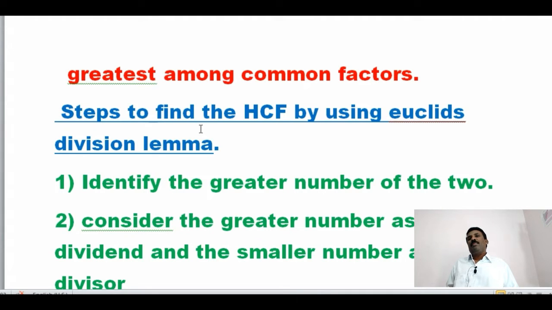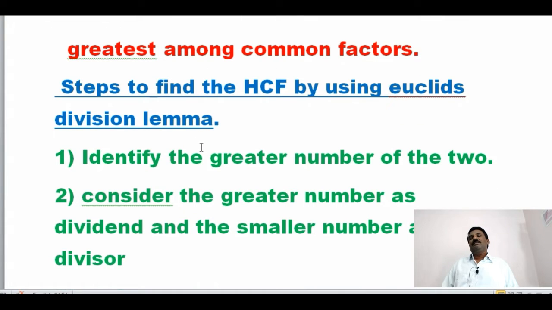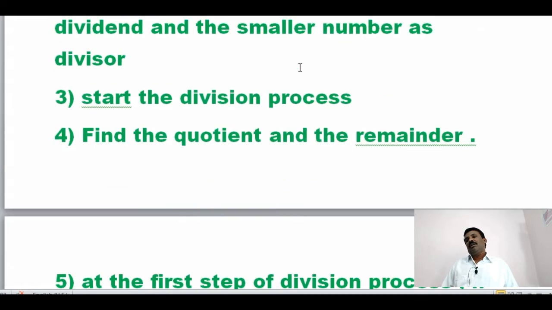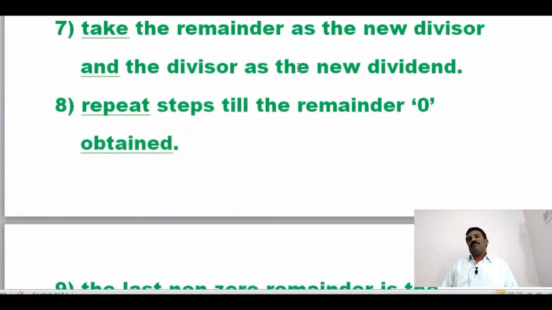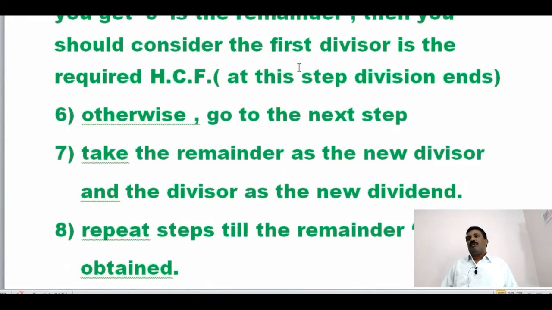Here the method is mentioned. The HCF is found by using Euclid's division lemma. You should know Euclid's division lemma, that is a = bq + r. So by using that Euclid's division lemma, you have to find the HCF of two or more numbers. We should follow the following steps to find the HCF of given two or more numbers.